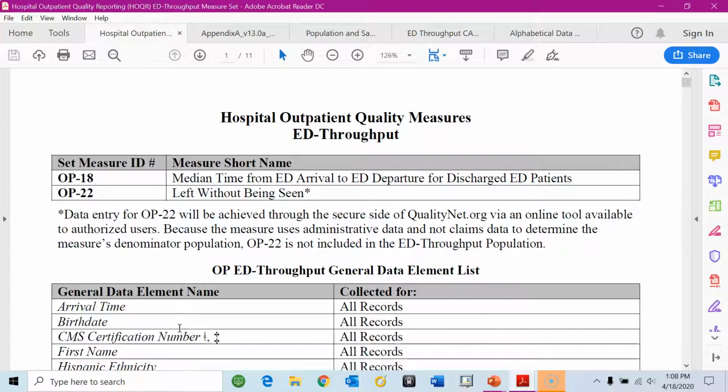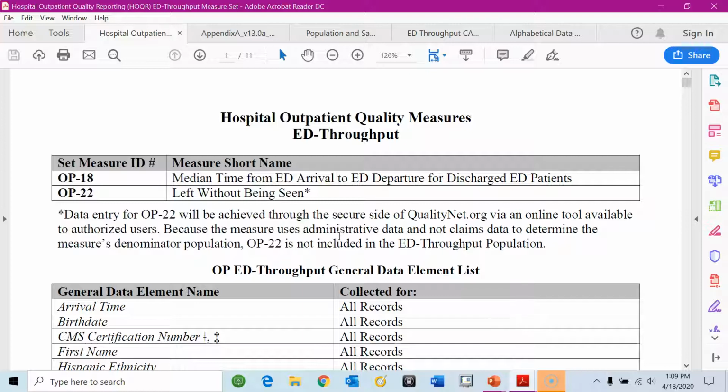The ED throughput measure set is made up of two measures. OP-18, which is median time from ED arrival to ED departure for discharged ED patients, and OP-22, left without being seen. Now, data entry for OP-22 is a little bit different. It's not a chart abstracted measure, such as OP-18, so we'll come back and talk about that one after we finished OP-18.